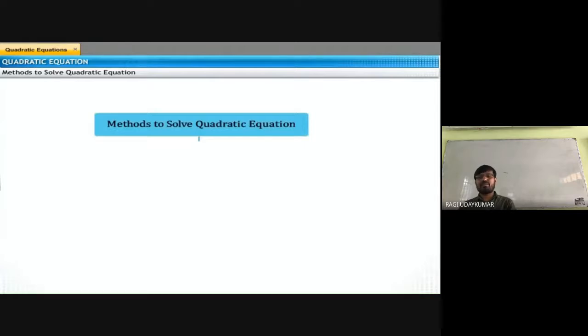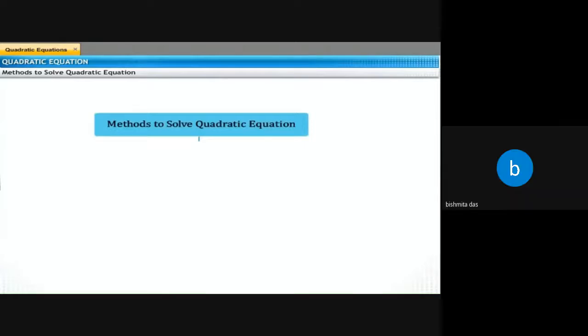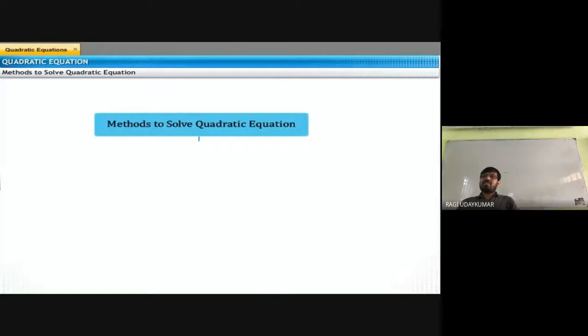General form of the quadratic polynomial: ax square plus bx plus c only should be taken, and a, b, c are real numbers, and a should not be equal to 0. That is called a quadratic polynomial.